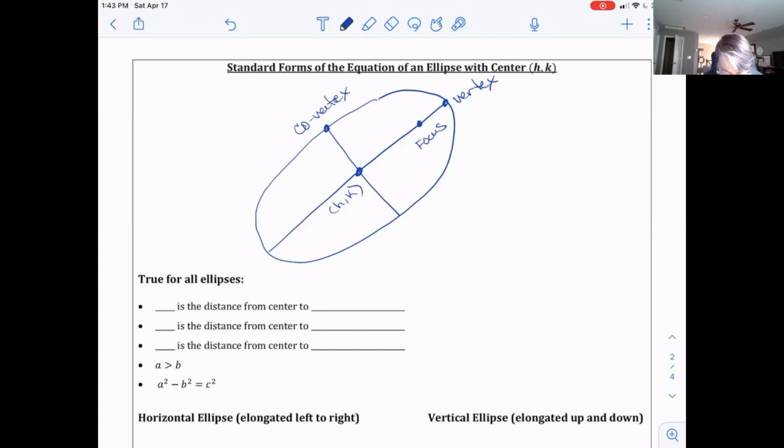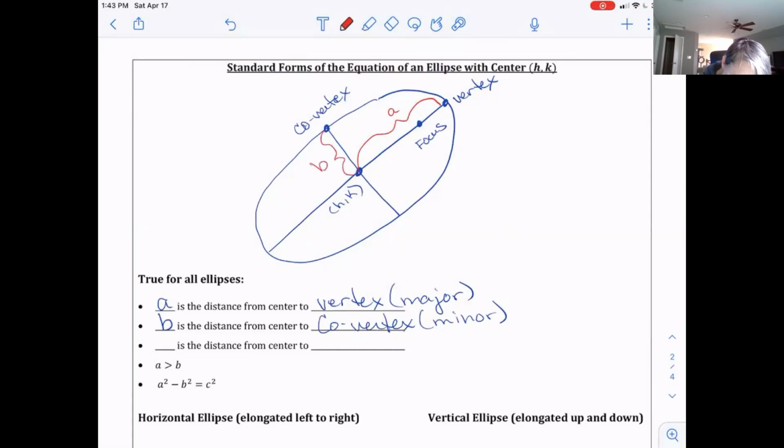So in our formula, we're going to have variables that deal with distances between all of these points. The first variable is A, and it's going to represent the distance from the center to the vertex. And again, that is on our major axis. Since your center is the center point, A on the right-hand side is going to be the same as the A on the left-hand side. The B is the distance from the center to our co-vertex, and again, that is on our minor axis. And our last variable is C, and that is the distance from the center to a focus.